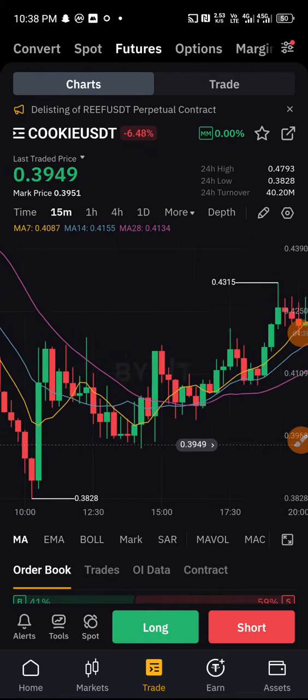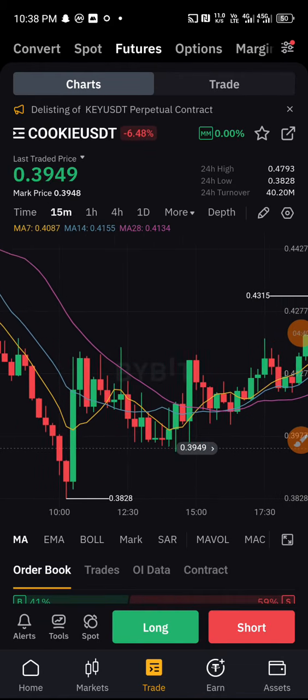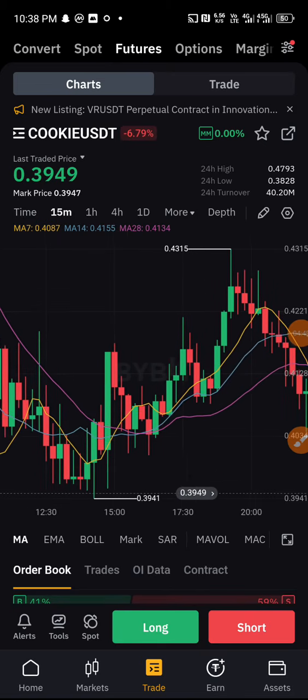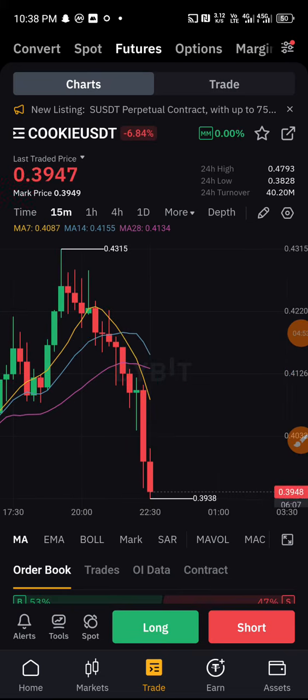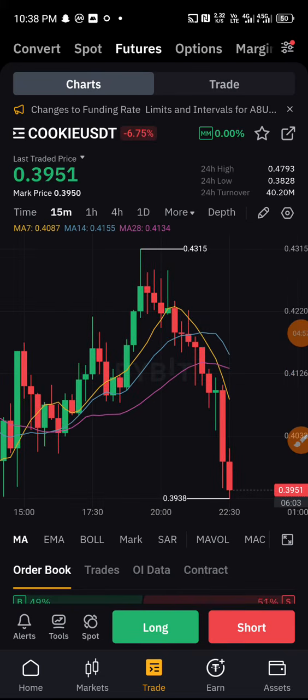And before you trade it, you also check how it has been, its ups and downs, and the volume. Maybe it has been down to 0.38, and it has moved up to 0.4. You can see now it's going down. How low will it go? That is what you really need to check.